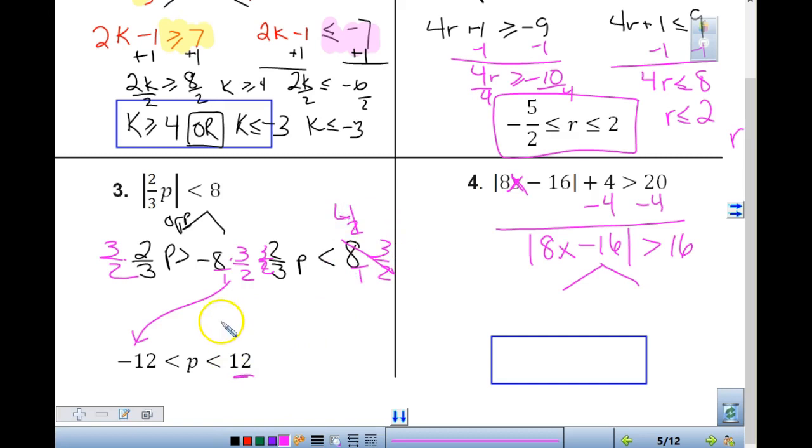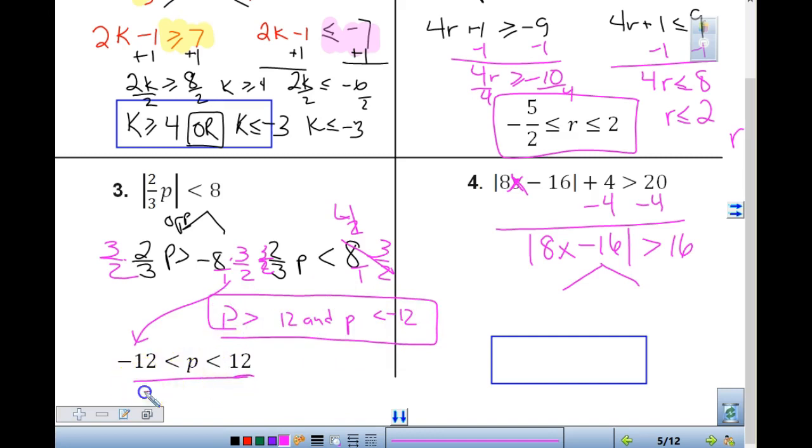Again, would it be wrong if you wrote p is greater than 12 and p is less than negative 12? That would be perfectly fine also, okay? But you will see a lot of times when it's the less than that they write it in between instead of using the word and.